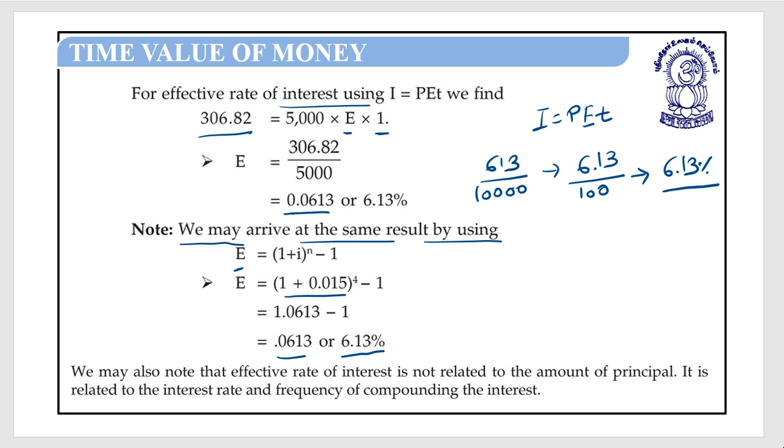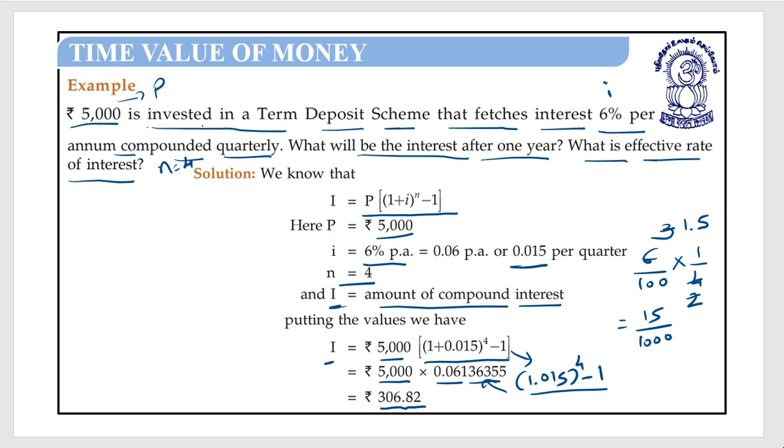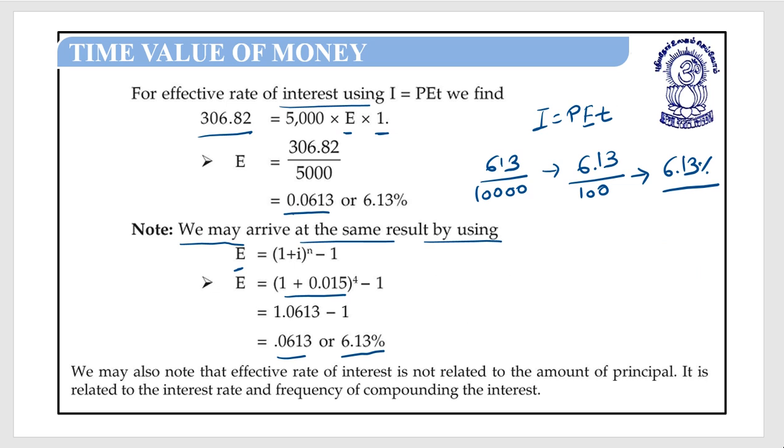So instead of using this lengthy method, you can simply get the result by putting this equation, E is equal to (1 plus I) raised to n minus 1, and get the answer. Okay. Now, we may also note that effective rate of interest is not related to the amount of principal.